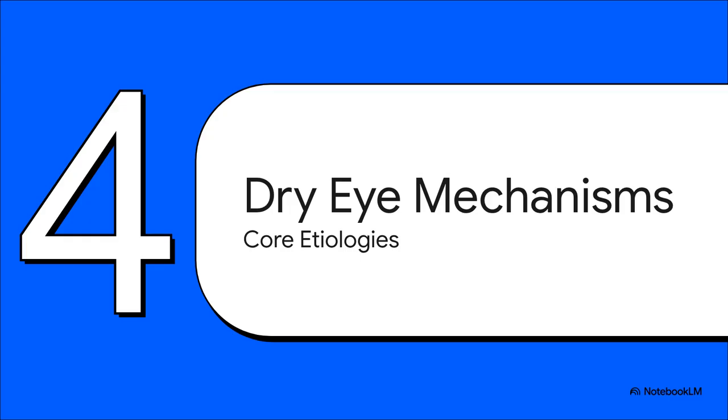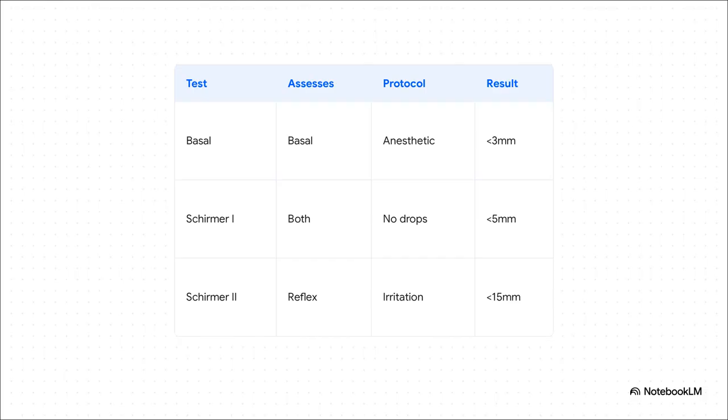Which brings us to Section 4, Mechanisms of Dry Eye. This hyperosmolar stress is the universal starting point for surface damage. But how do we get to that state in the first place? Let's introduce the 3 core etiologies. Now listen up, because this is a classic board trap.